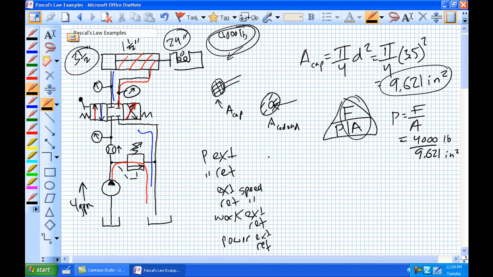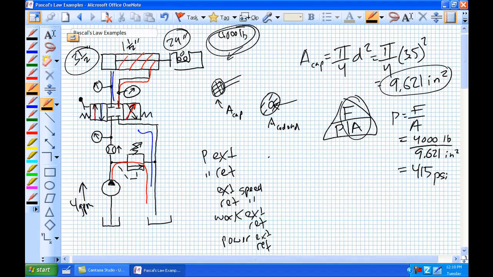4,000 pounds divided by 9.621 inches squared. You don't have to put the units in those formulas, and it may actually sometimes confuse the issue, but keep track of the units, let's put it that way. So 4,000 pounds divided by 9.621 inches squared is going to be 415 pounds per square inch.